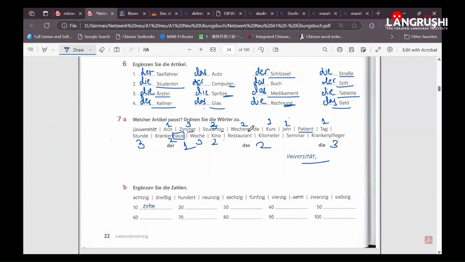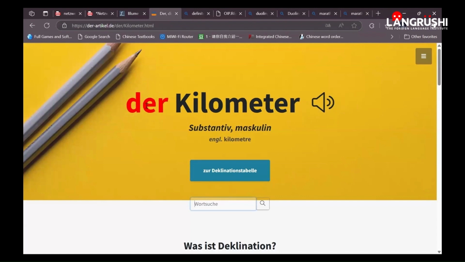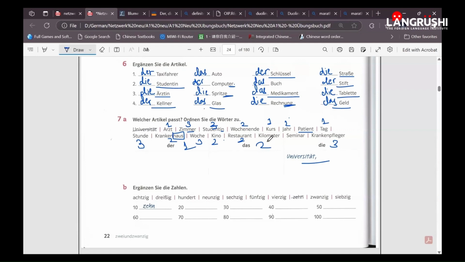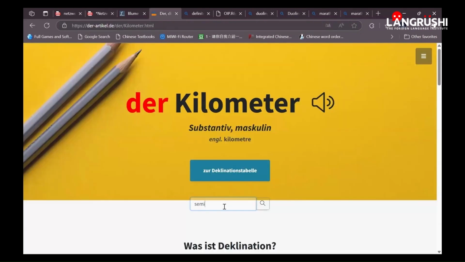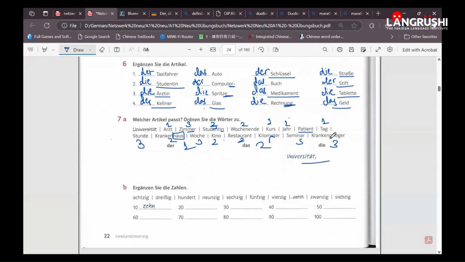Next one, restaurant. Das Restaurant. Correct. Das. Kilometer. Der Kilometer. Yeah, kilometer. Der. Seminar. Das Seminar. Das. And Krankenpflege.